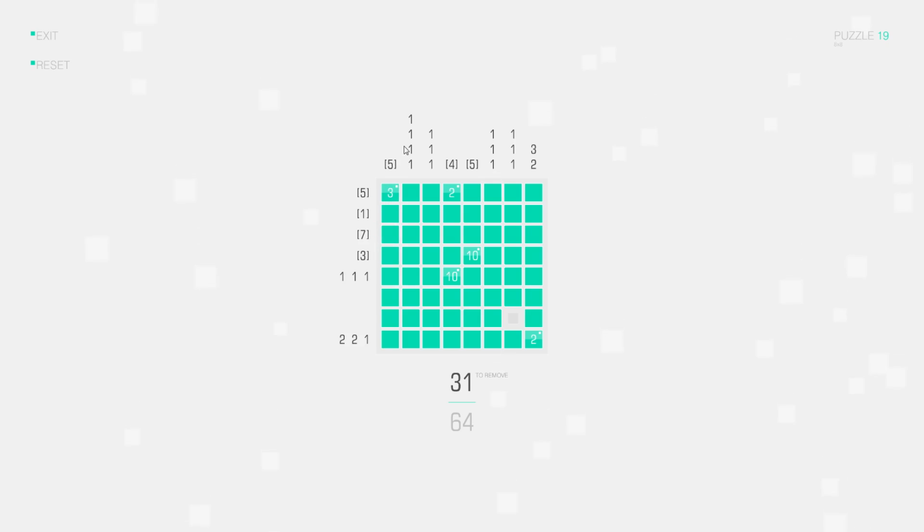This one obviously doesn't help. This one also doesn't help. One gap, one gap, one gap, one. They can be positioned also differently. This one also doesn't help. This one doesn't help. Here, this one helps.